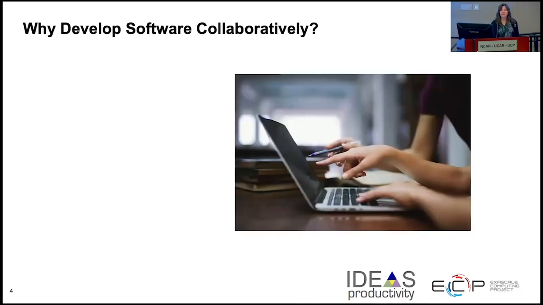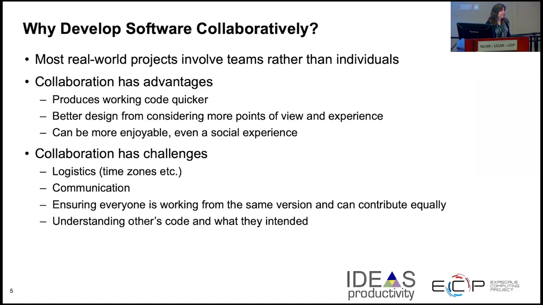So why develop software collaboratively? Well, most projects are actually manned by teams, not individuals, even though sometimes you might have somebody that takes off and tries to do everything by themselves. So collaboration has advantages. It can help you get to the point where your software actually works quicker. The design is better because you're collaborating with people that have different experience levels, both in the science domain and in the software process as far as the technical points. And it can even be enjoyable.